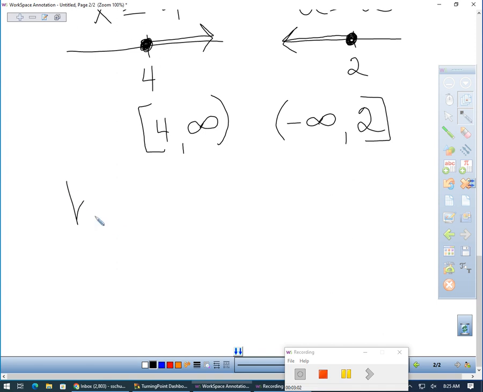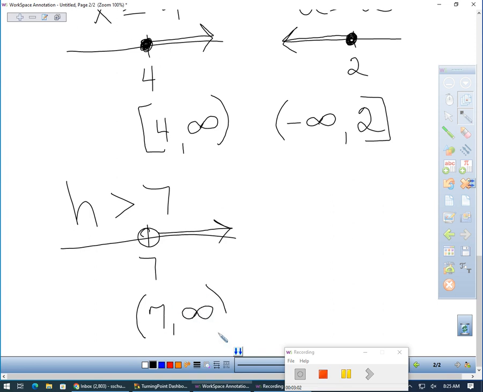Let's say we have H is greater than 7. On a number line at 7, I would have an open dot, and this goes to the right. My interval notation. I come to this open dot first, which is a parenthesis, 7. And my arrow goes all the way to infinity with a parenthesis.